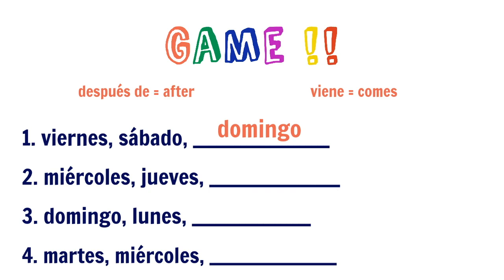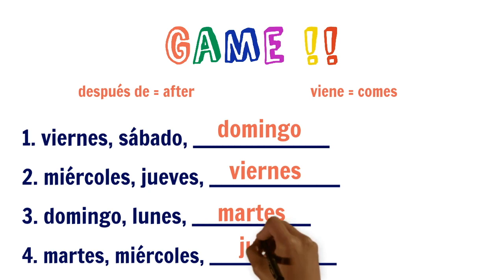2. Después del jueves viene el viernes. After Thursday comes Friday. 3. Después del lunes viene el martes. After Monday comes Tuesday. 4. Después del miércoles viene el jueves. After Wednesday comes Thursday. Ready for a harder game?